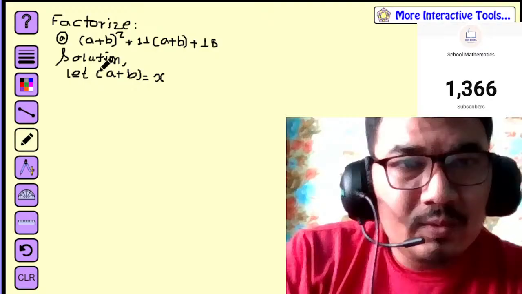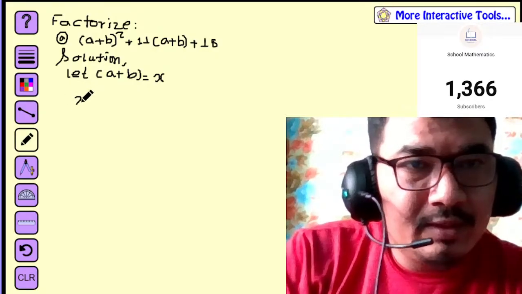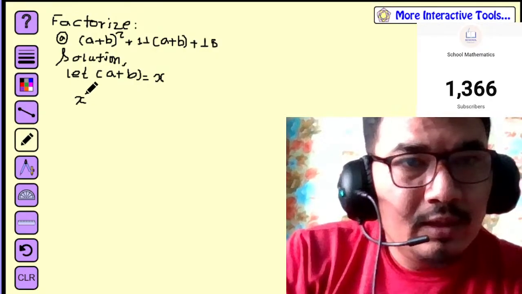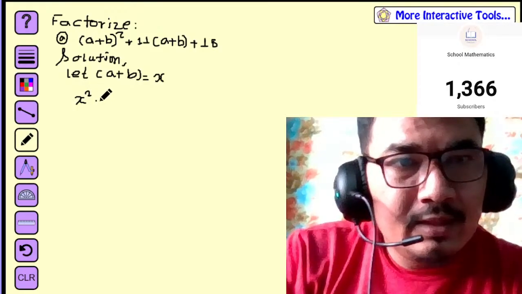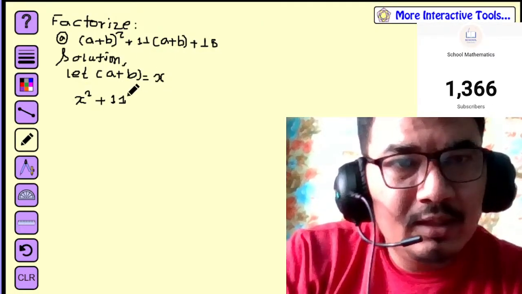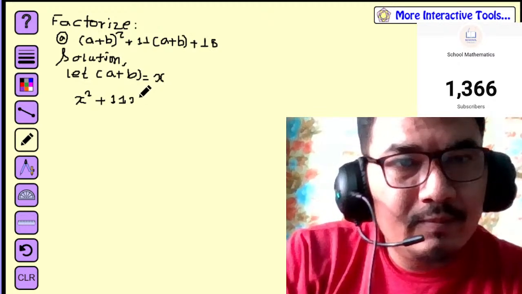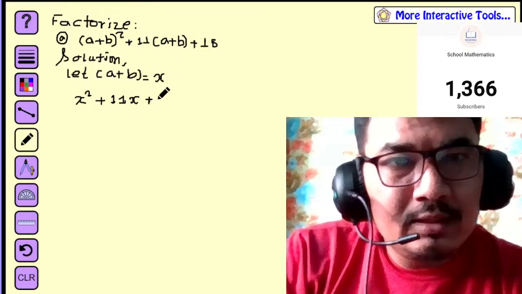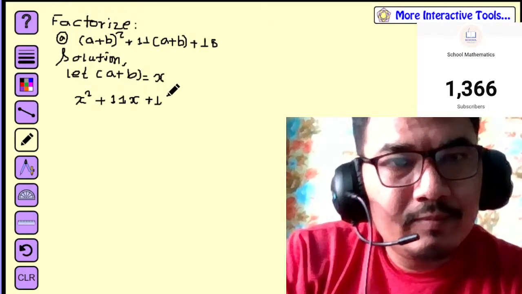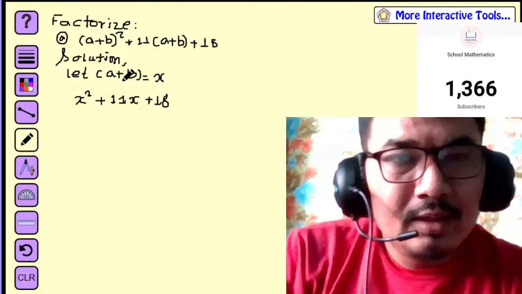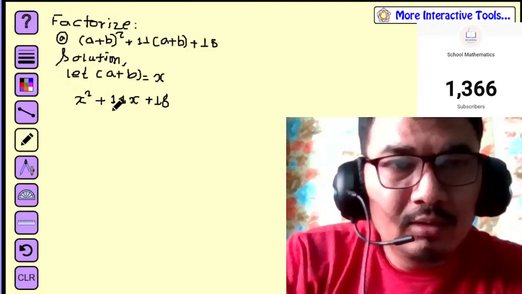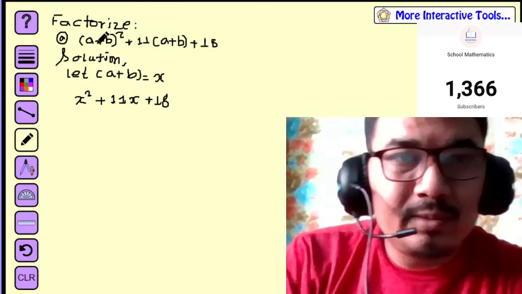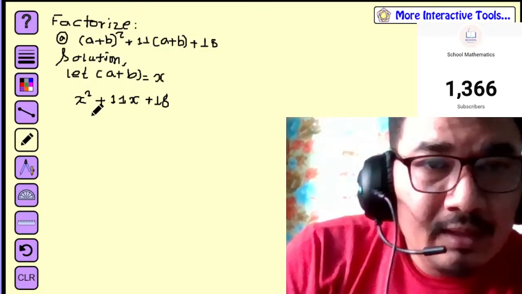This a plus b is x, that's why it will come here like this. A plus b means x, we have supposed just now, and here x square. Then there will be plus 11, and then again here is a plus b, put there again x. And then plus, the last term given is 18. Now the question has become a little bit smaller. Look, because we have supposed this a plus b equals to x.